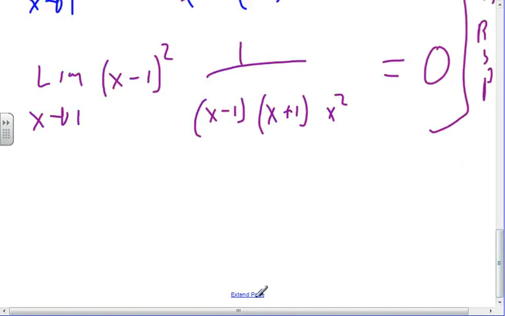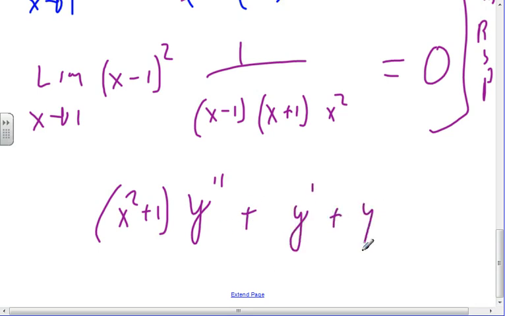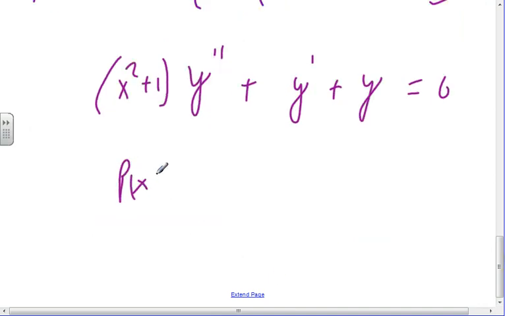I could have had x squared plus 1 times y double prime, and when I divided it out, my p of x could have been 1 over x squared plus 1, in which case I have singular points at plus or minus i. And I would do the same thing. I would look to see whether or not the imaginary points are regular singular points or not.